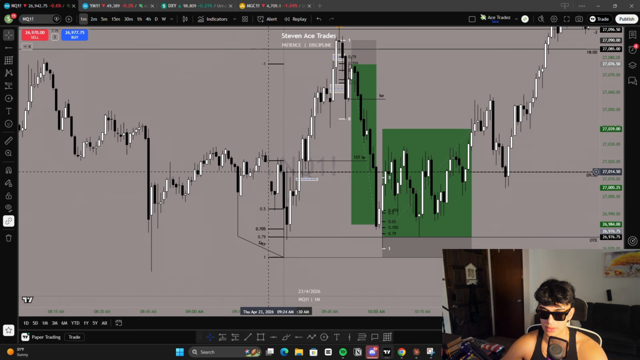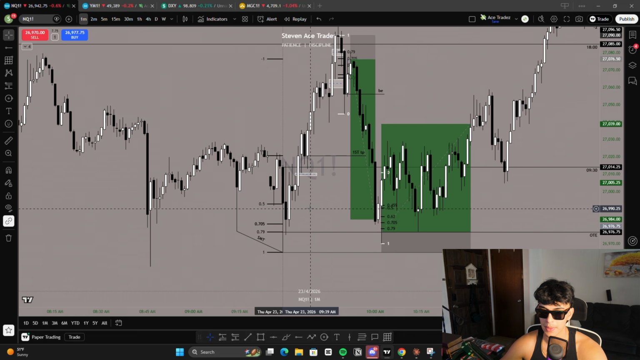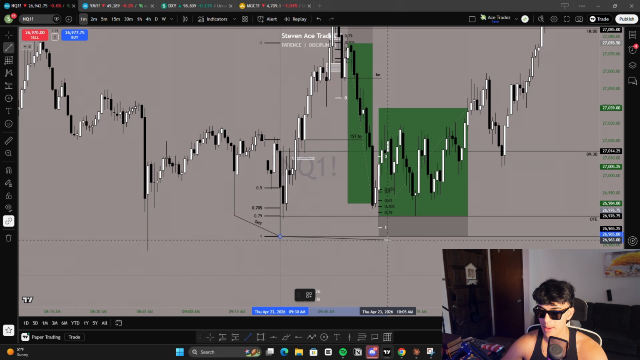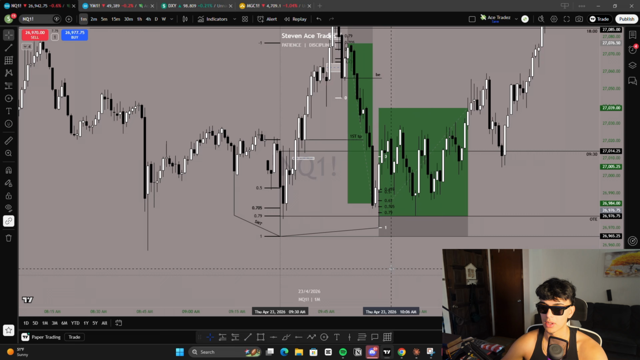I'm not sure why this candle's missing, but there should be a candle there. And I set a limit order at OTE of this. It just so happens that we got an SMT here as well. I was not really planning on that, but that to me just added more confidence into this trade, right?